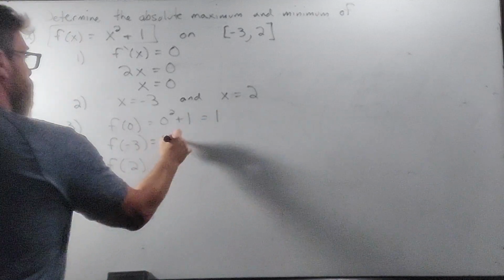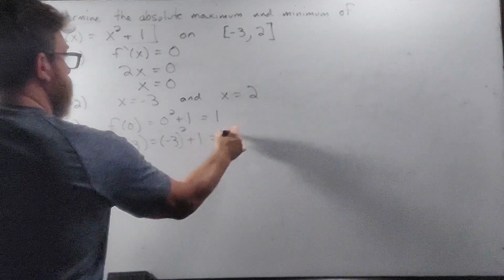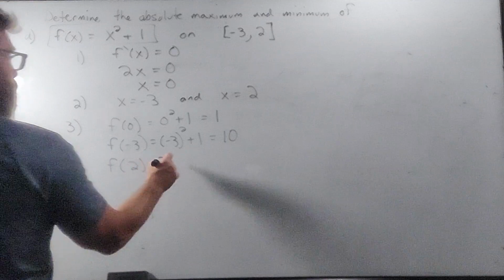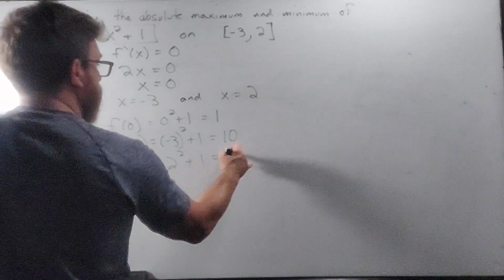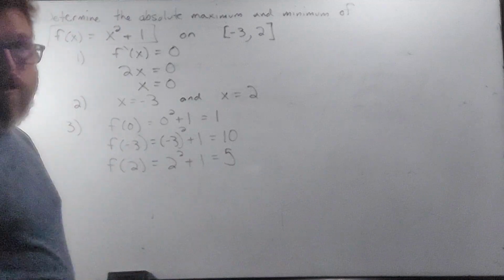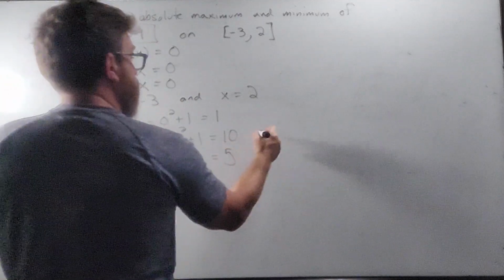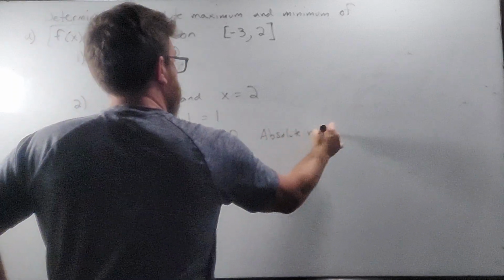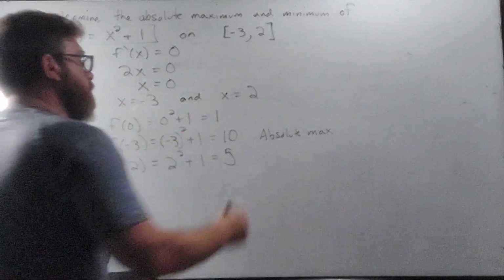For negative 3, this is going to be minus 3 squared plus 1, so 9 plus 1 is equal to 10. And f of 2 is going to be 2 squared plus 1, so 4 plus 1 is equal to 5. Remember, the largest number is going to be your absolute maximum. I can see that 10 is my largest output, so this is your absolute max. And 1 is the smallest output that we get, so this is going to be your absolute min.